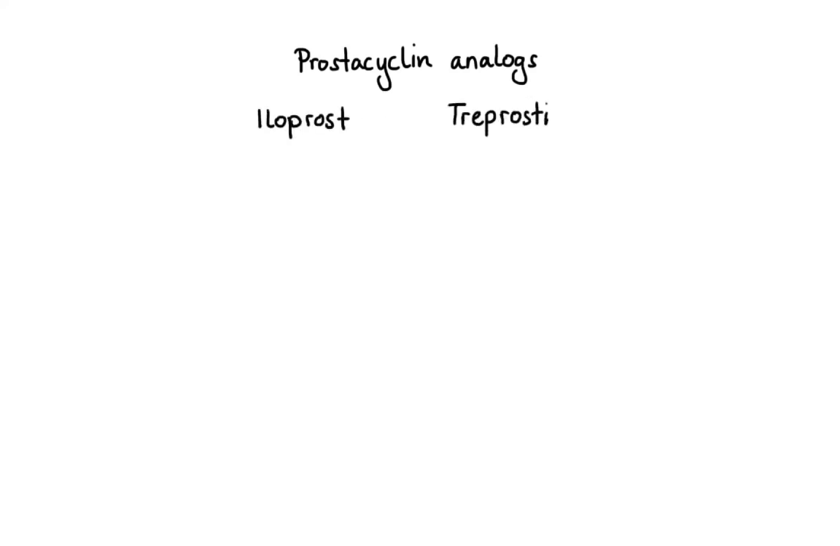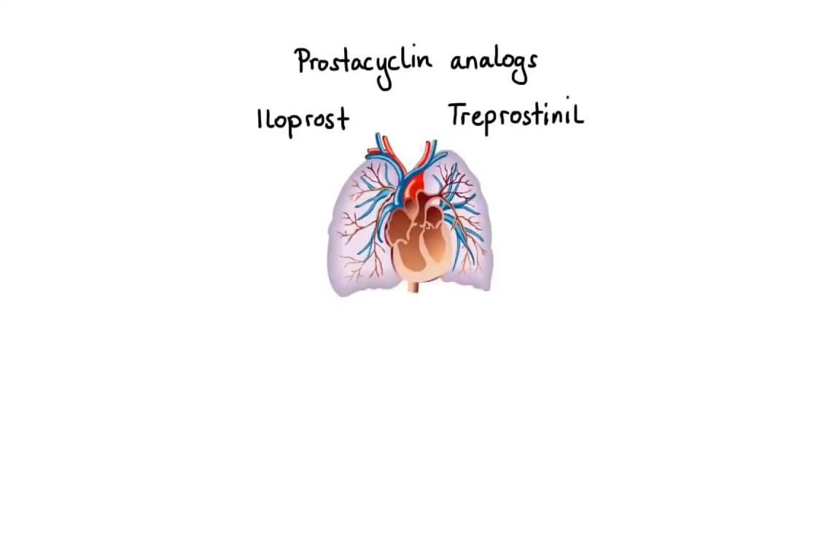Now let's move on to the last group of analogs, that is prostacyclin analogs. Examples of agents that belong to this group are iloprost and treprostinil. These agents are used to treat pulmonary arterial hypertension. They work by increasing production of cAMP, which leads to decreased levels of intracellular calcium in pulmonary vascular smooth muscle cells, ultimately causing vasodilation. This results in significant reduction in pulmonary vascular resistance and enhanced cardiac index.